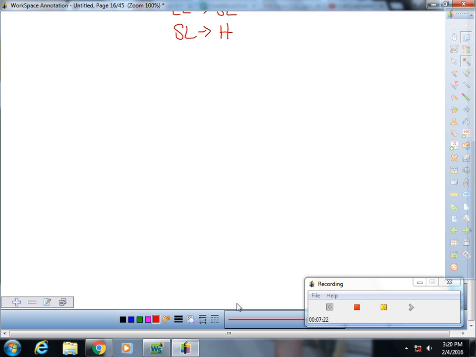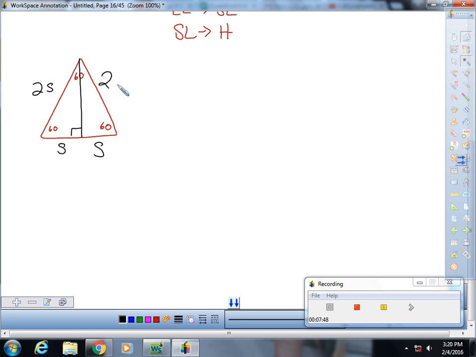All right, so we mentioned that the 45, 45, 90 was half of a square. This is half of an equilateral triangle. If I take an equilateral triangle and cut it in half. Okay, well, let's see. That would make this S and S. Oh, 2S and 2S. Got it. Well, how do I find A?